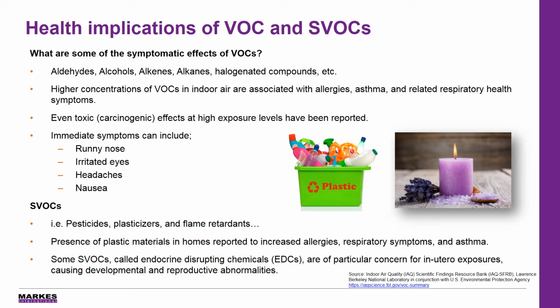So what are the health implications of volatiles and semi-volatile compounds? Well, there are various species of volatiles such as aldehydes, alcohols, alkenes, that have concerns associated with allergies, asthma, and related respiratory health symptoms. And if we look at semi-volatile organic compounds, which tend to come from pesticides, plasticizers, and flame retardants, some of these are also said to cause allergies and respiratory symptoms and asthma. But slightly more concerningly, they have also been associated with being endocrine disrupting chemicals. And these are of particular concern for in utero exposure and can cause developmental and reproductive abnormalities.